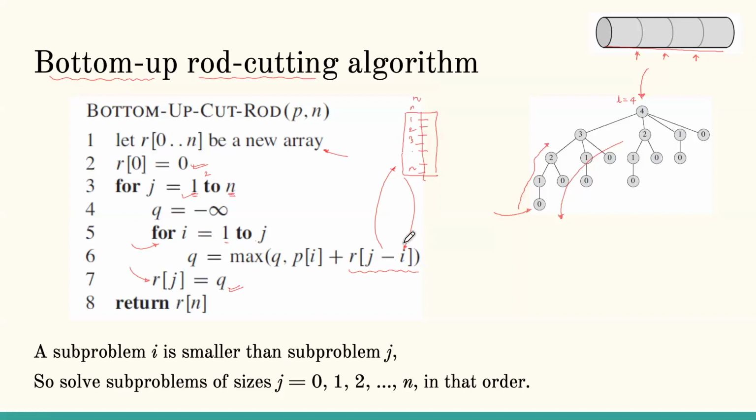Now, since we are solving a subproblem i, the subproblem i that we have inside is always smaller than the subproblem j that we are trying to solve. We will always find that our table R[j minus i] has a solution that we're looking for. So in this way, we calculate the optimal revenue for a rod of length 0, then for 1, and then for 2, and then for 3, and then for 4 in a bottom-up fashion. So this is how the bottom-up rod cutting algorithm works.